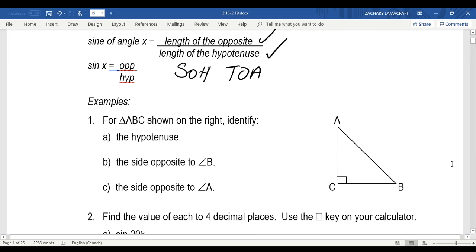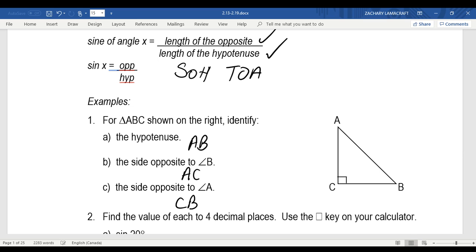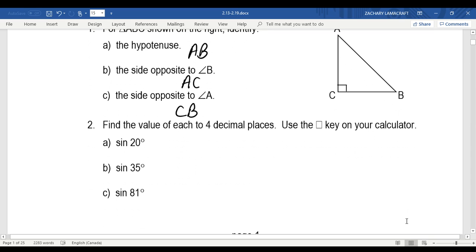All right, if we look at this triangle, right back to some simplicity here. What side is the hypotenuse? AB. What side is opposite to angle B? It's the side AC. Last one, opposite to angle A would then be CB. Cool? That's straightforward, super easy, right?